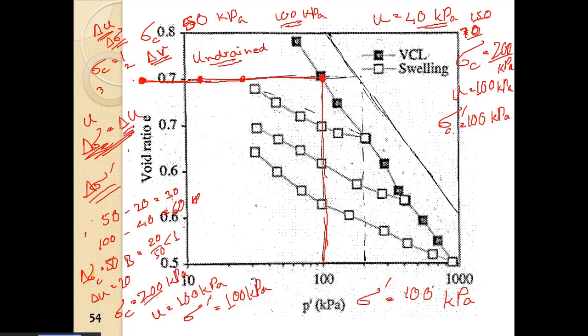Now this is for isotropic consolidation, the consolidation which occurs in the triaxial cell. So we say that it is isotropic consolidation.